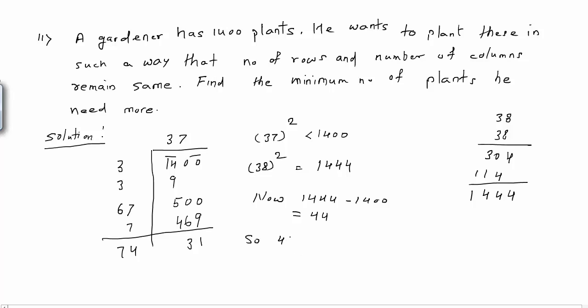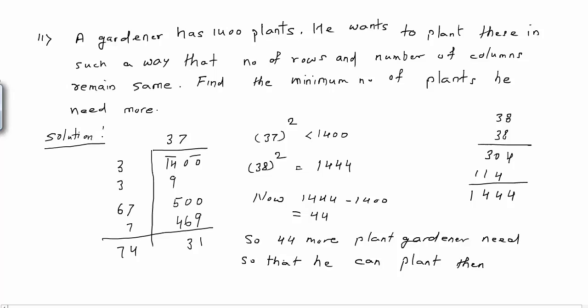So 44 more plants the gardener needs so that he can plant them in equal number of rows and columns.